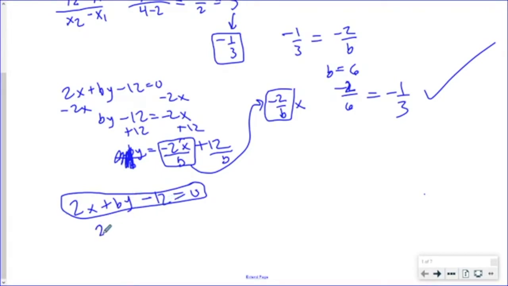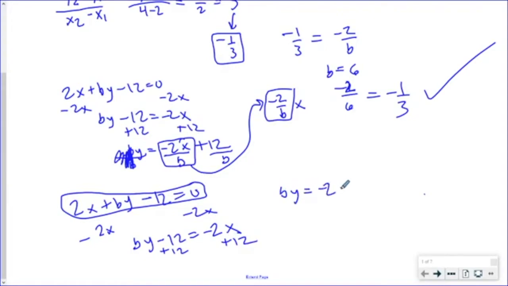So minus 2x on both sides, trying to get y by itself. by minus 12 equals negative 2x. Now, plus 12 on both sides. Now I have by equals negative 2x plus 12. Now last step, get y by itself. I'm dividing everything by b.